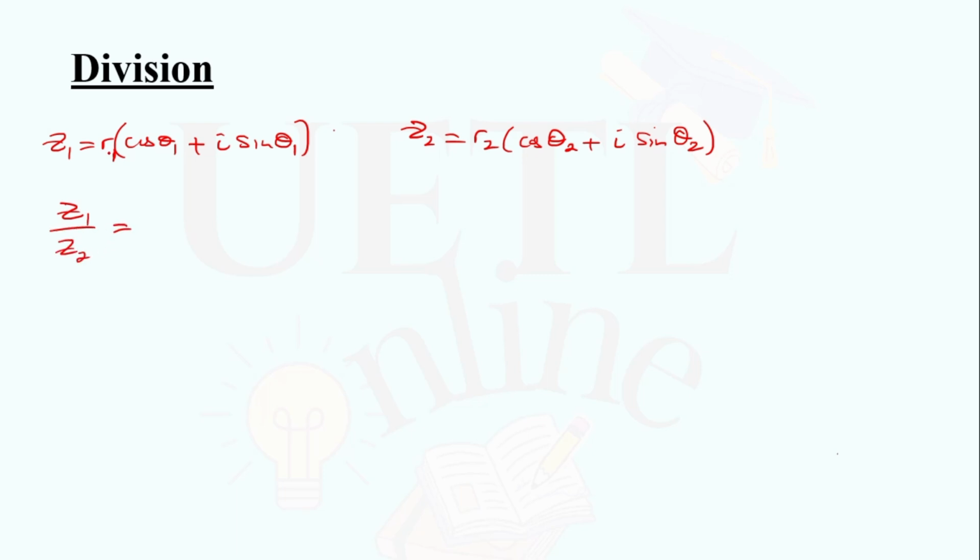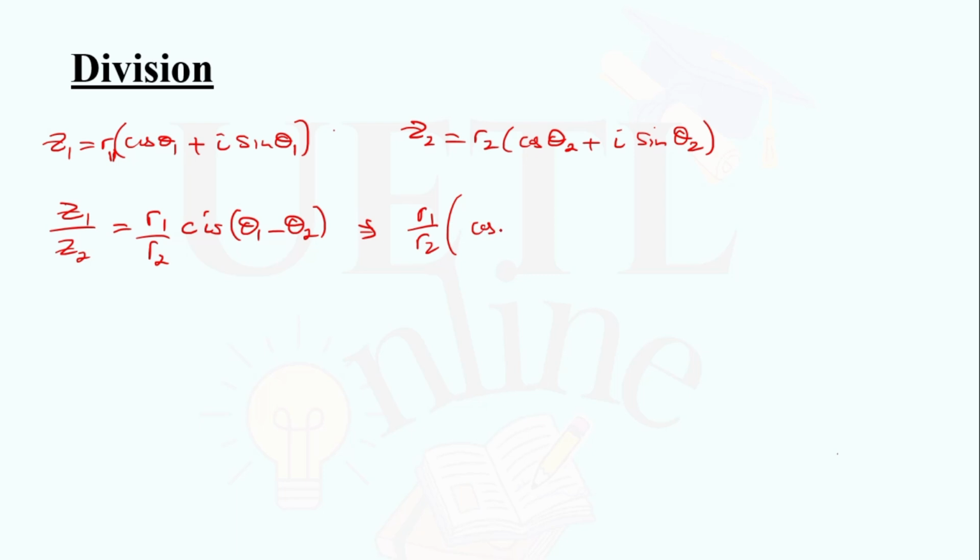The first thing, like in multiplication, is that we divide the moduli. In this case we have r1 and r2, so we say r1 over r2. This is the first step. Then the second step: let me shorten this to cis. With our argument, we say theta 1 minus theta 2. This is how we solve it. The rules are simple. First, divide the moduli, and second, subtract the arguments.